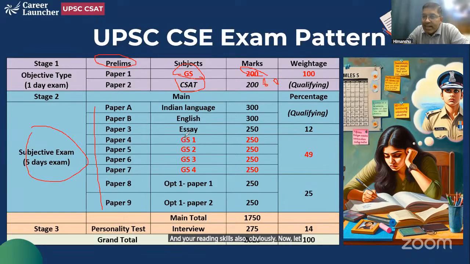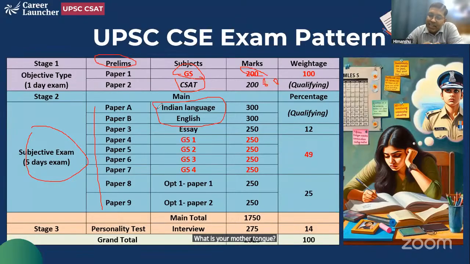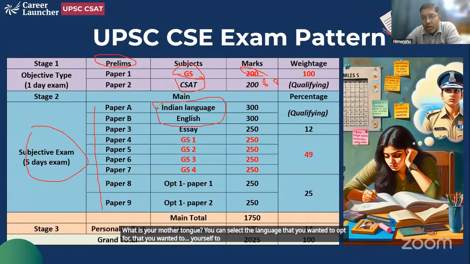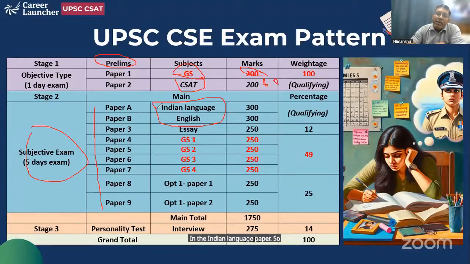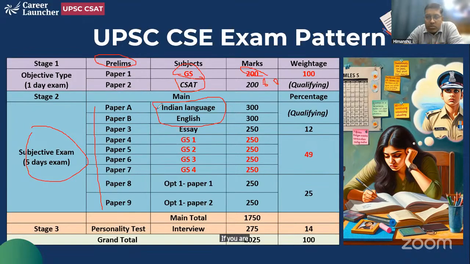Now, let's understand the papers that happen in the main, that is the second stage of the examination. The first 2 papers are language papers. So one is an Indian language paper. Based on where you are from, what is your mother tongue, you can select the language that you want to be examined in for the Indian language paper. So for example, if you are from Punjab and you are more comfortable in Punjabi than Hindi, you can select Punjabi as your Indian language. If you are from down south and you want to take, let's say, Tamil or Telugu as your Indian language paper, you are allowed to do that.